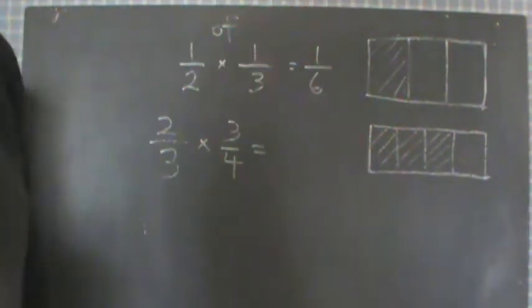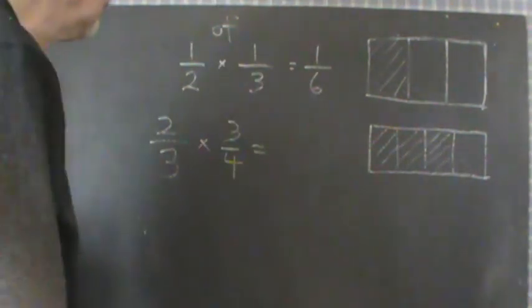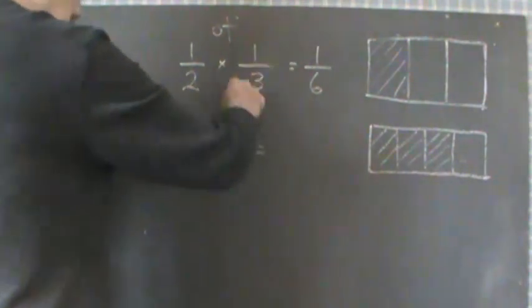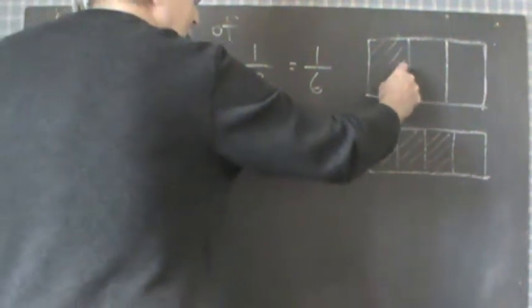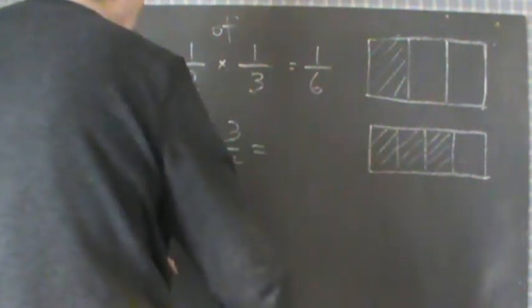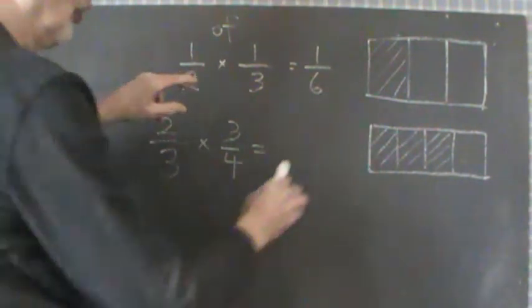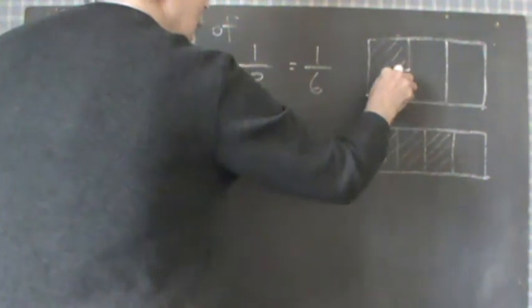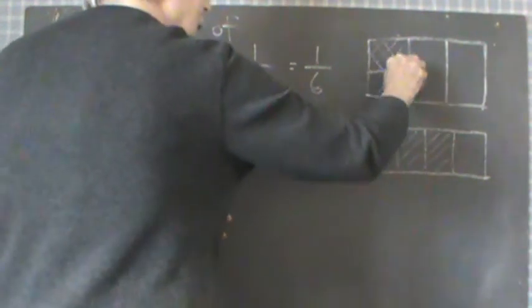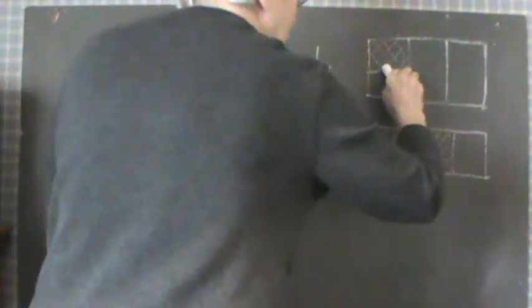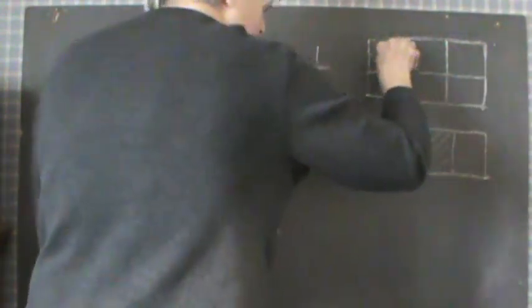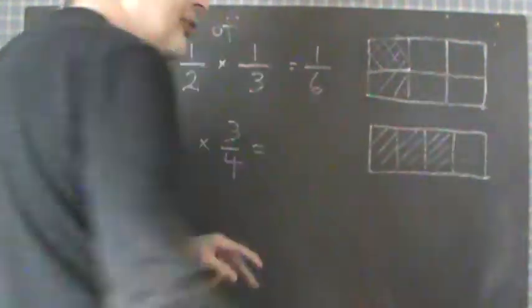I've tried to illustrate it over here with the chocolate bar again. The 1/3 is what I've indicated here, one piece out of 3. And if I take half of that third, I'll be taking this much right here, which turns out to be one piece out of 6.